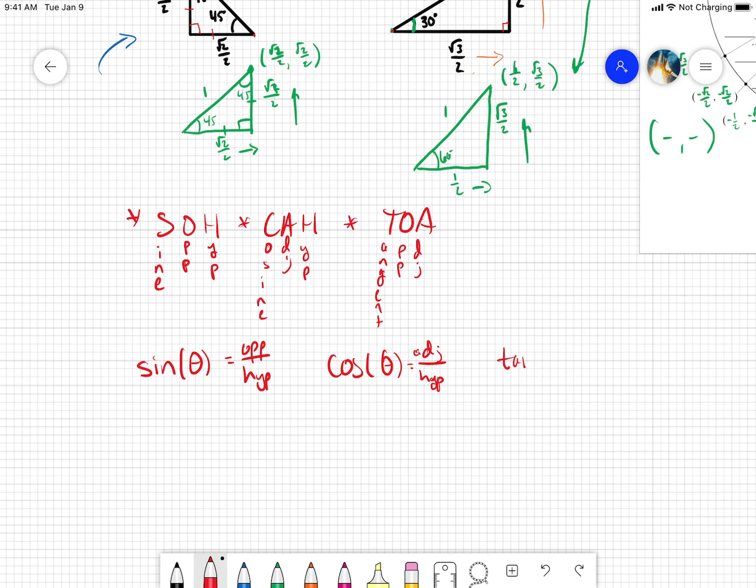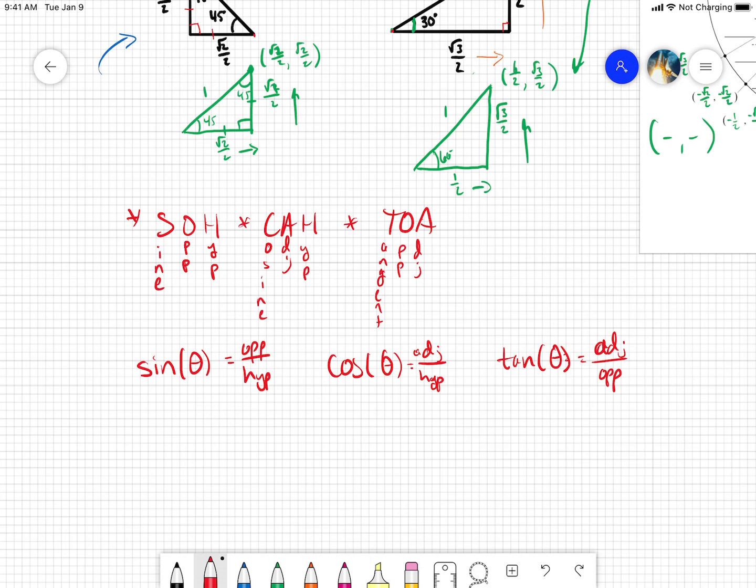And tangent of the same angle is equal to the adjacent side over the opposite side. Okay? So let's see what that yields as far as sine, cosine of angles. Okay? So let's just do the 45, 45, 90 first.